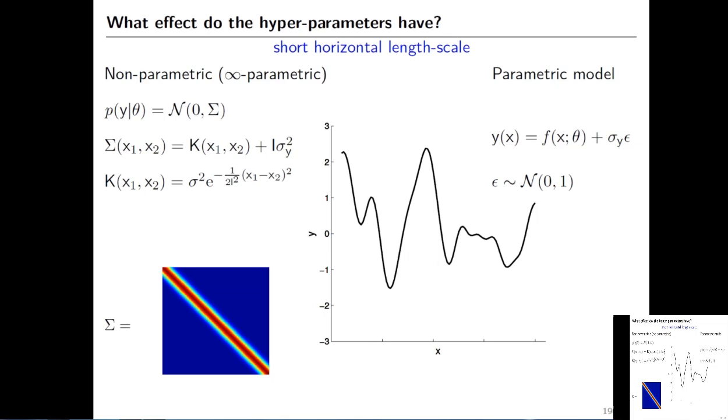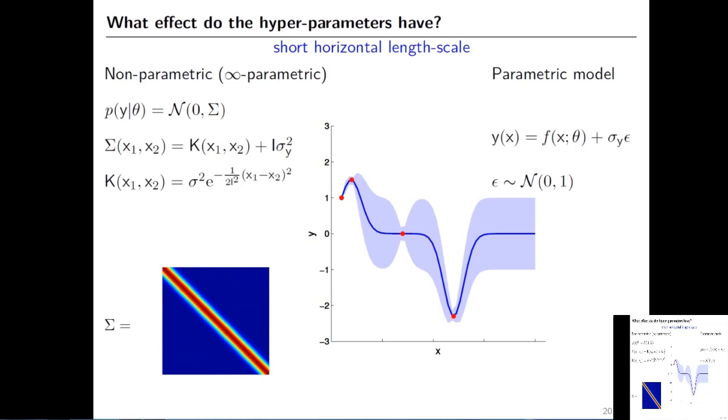And if we condition on data, you see the family of the curves which go through these points is much more wiggly. And when you average out over those curves, you see the correlations fall off much more quickly, so they fall to zero much more quickly away from the data points.